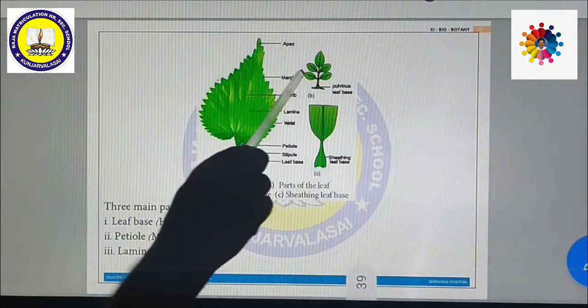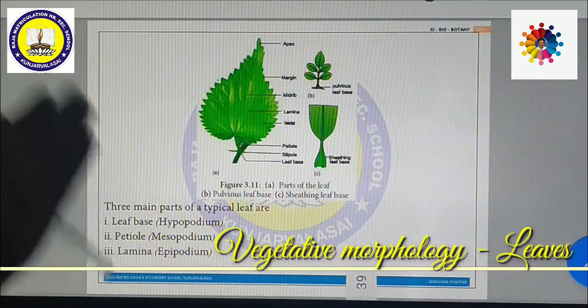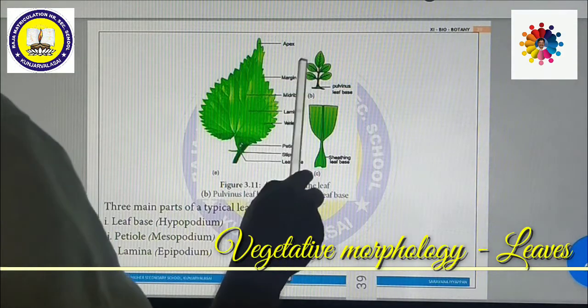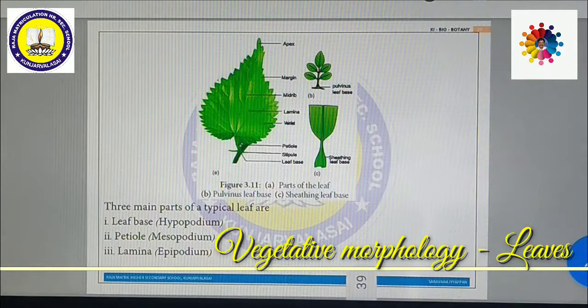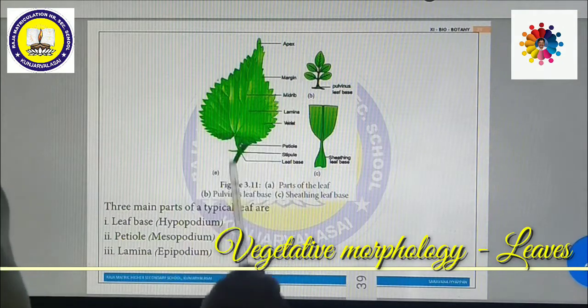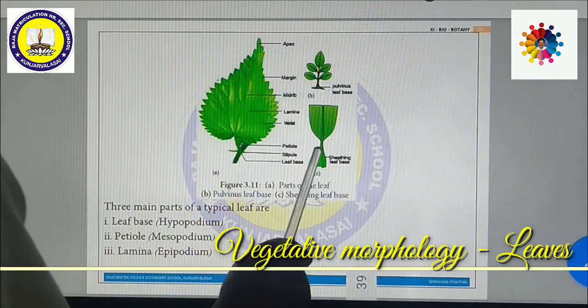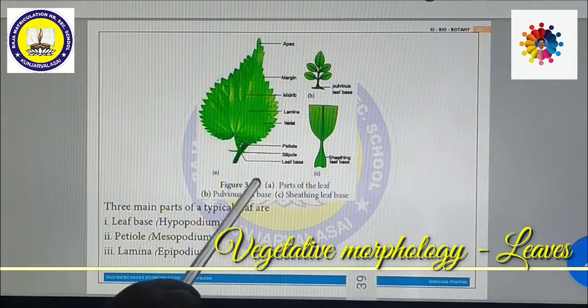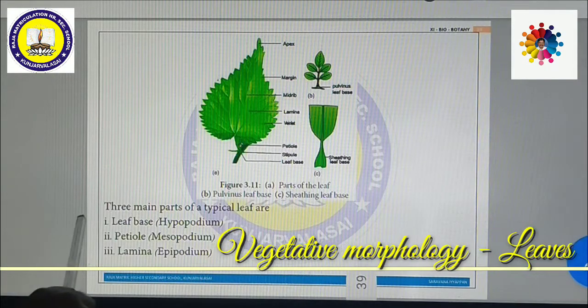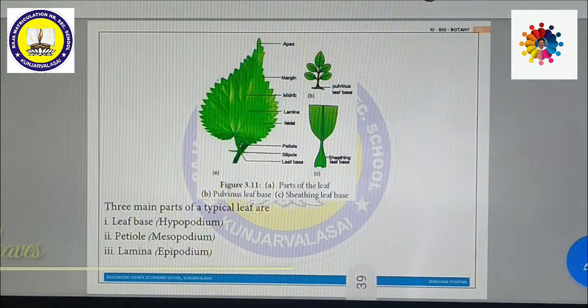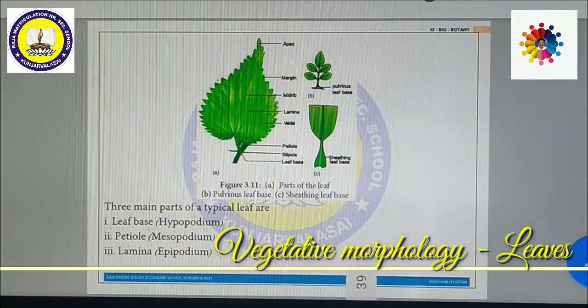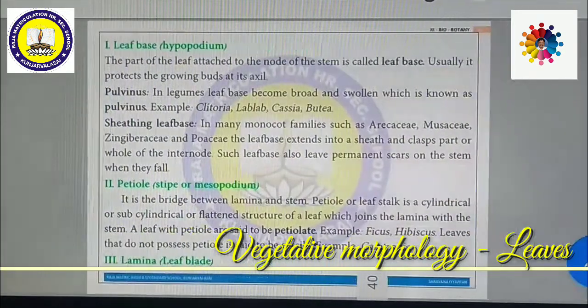Some of the leaves have a bulgy structure. This is called pulvinous leaf base, or it is also called sheathing leaf base. You might have seen the sheathing leaf base in banana plant, Musa. So these are the main parts of leaf. A typical leaf has three main parts: leaf base, called hypopodium; petiole, called mesopodium; and the lamina, called epipodium.